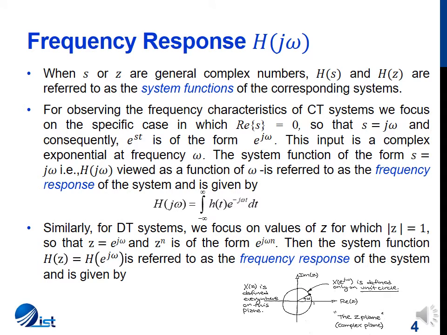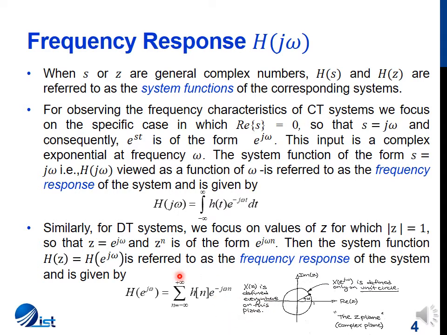Similarly, for discrete time systems, we'll be focusing on the values of z for which the magnitude of z is equal to 1. So again, now z is equal to e^(j omega) and z^n is of the form e^(j omega n). So now H(z), or the system function, becomes H(e^(j omega)) and is termed the frequency response of the system. This is given by H(e^(j omega)) equals the sum of h[n] times e to the power minus j omega n, from n equals minus infinity to plus infinity. This expression is the discrete time counterpart of the earlier expression, and you will discuss and determine this expression a lot in your course TSP as well as the forthcoming lectures about the Fourier transform.